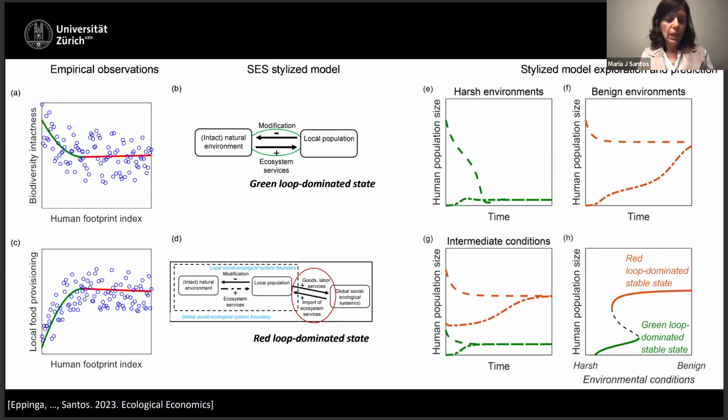Next, please. So one way to think about social ecological systems, beyond the description of the patterns and beyond collecting data that will enable us to understand how these processes might occur, is that we might start developing some theory that is based on empirical observations. And here's some work that we've been doing to try to capture this idea of the dynamics of the green and the red loop, and what kind of alternative stable states we might be able to find in these social ecological systems. Next, please.